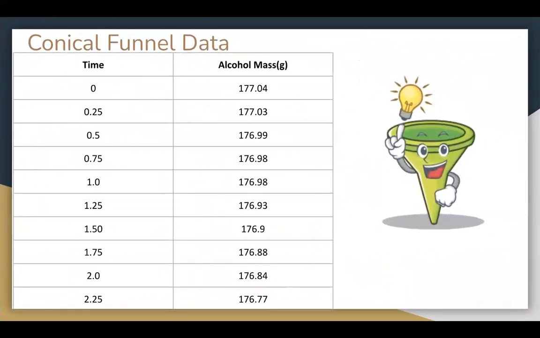This chart shows a part of the data collected over time to measure the rate of evaporation. We measured the time in minutes, which was the independent variable, and the dependent variable was the resulting mass of the isopropyl alcohol in grams over time. Over time, the mass can be seen to be decreasing, showing the evaporation in effect. Next slide, please.